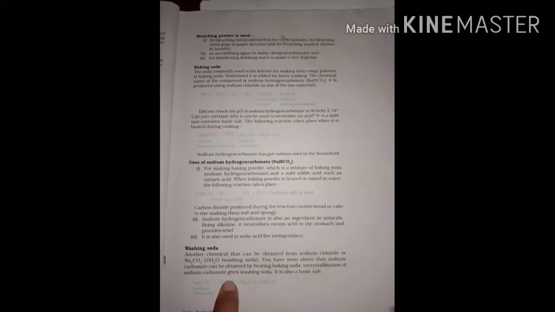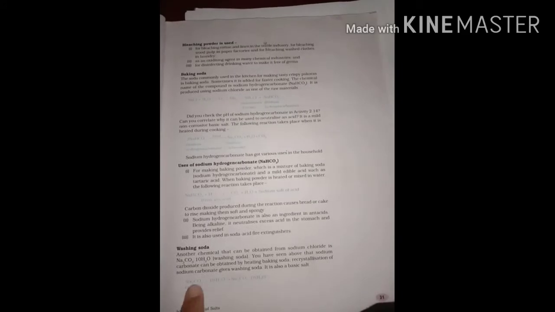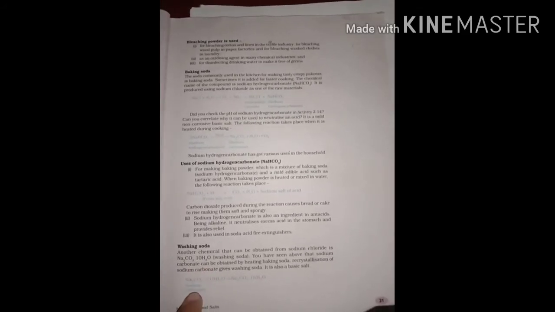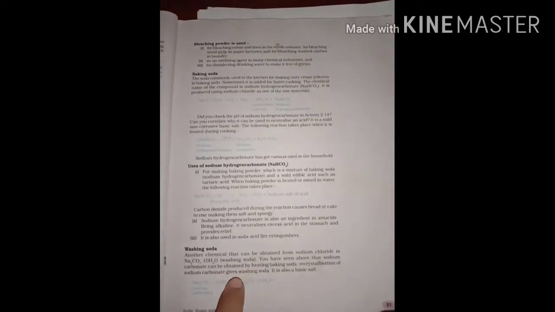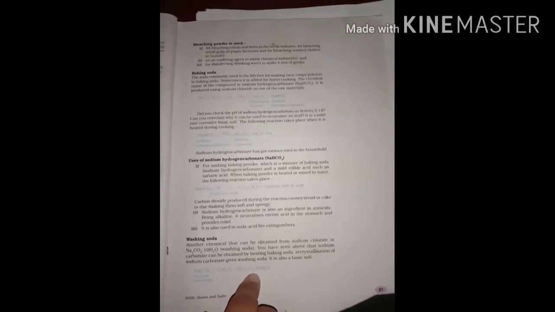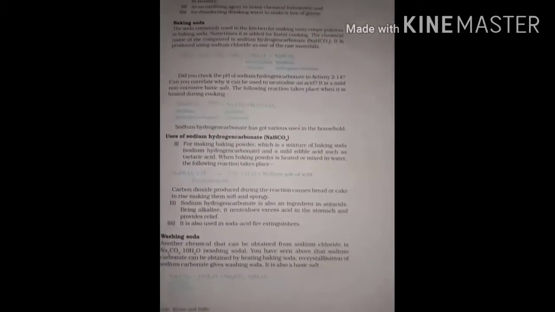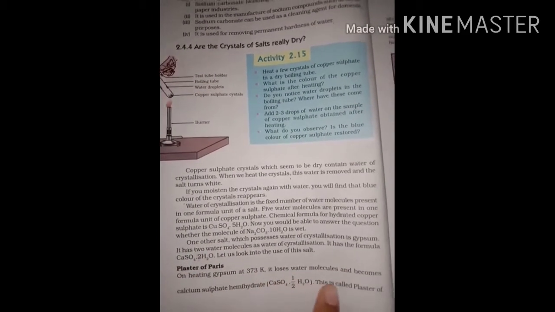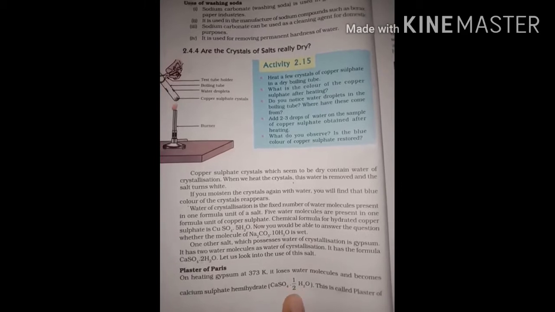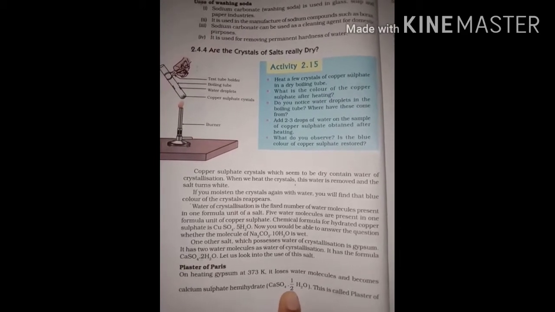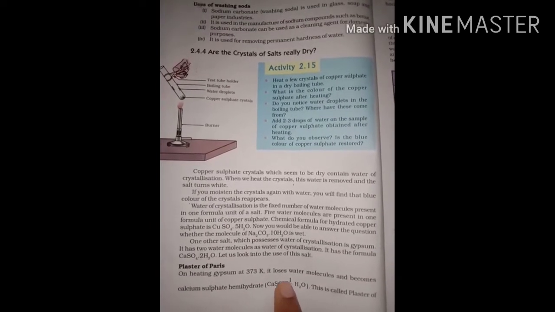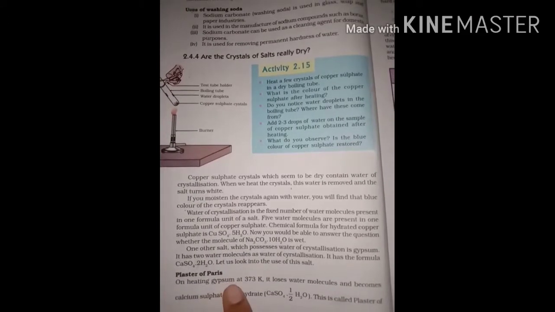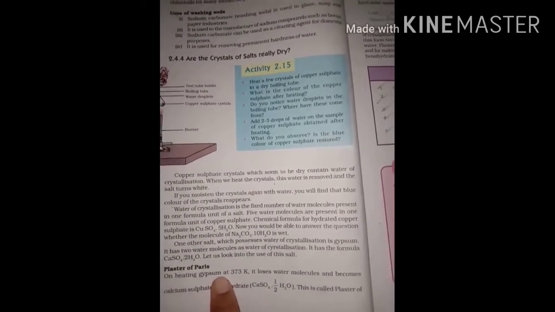They will ask for 1 mark. Then when they ask you to write how it is obtained, you have to explain and write the chemical equation of how it is obtained without making any mistakes. Then they'll ask what is plaster of Paris, or they will give the chemical equation and ask you to write the chemical name or the common name of this compound. And they may ask how plaster of Paris is obtained. Such types of questions they'll ask.